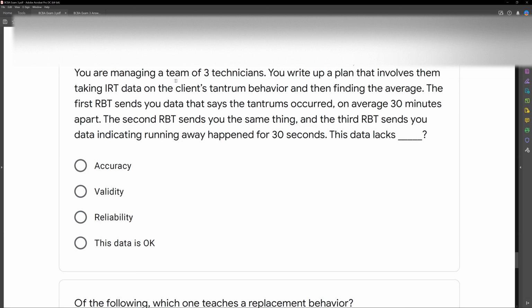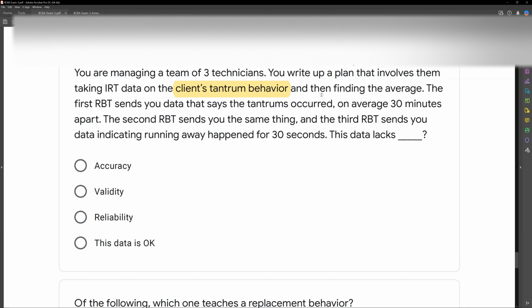You write up a plan that involves taking IRT data on the client's tantrum behavior. This is our target. First RBT sends you data that says tantrums occurred on average 30 minutes apart. Great, right? We can't say if that's reliable or not because we don't have a second set of data. So we eliminate reliability. We can't say for sure if it lacks it. Leaves us with accurate and valid.